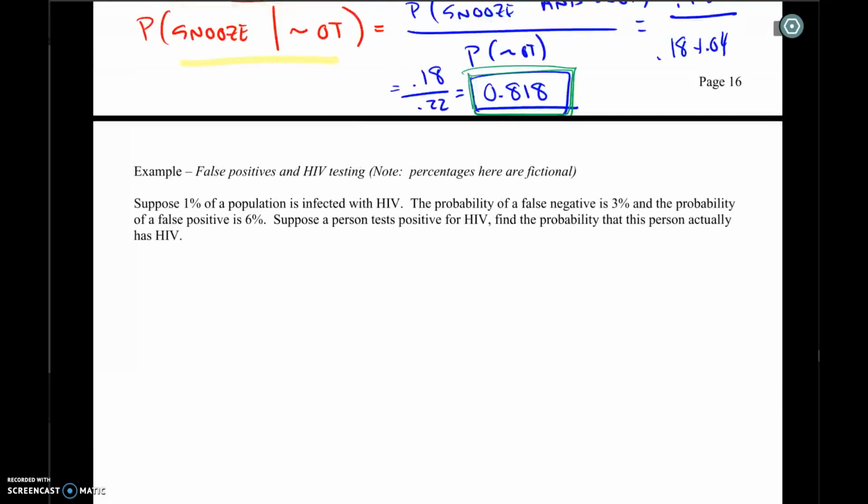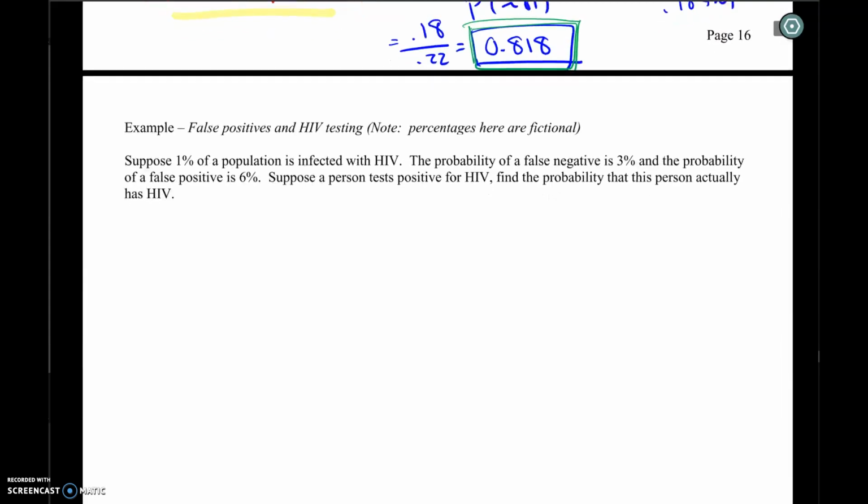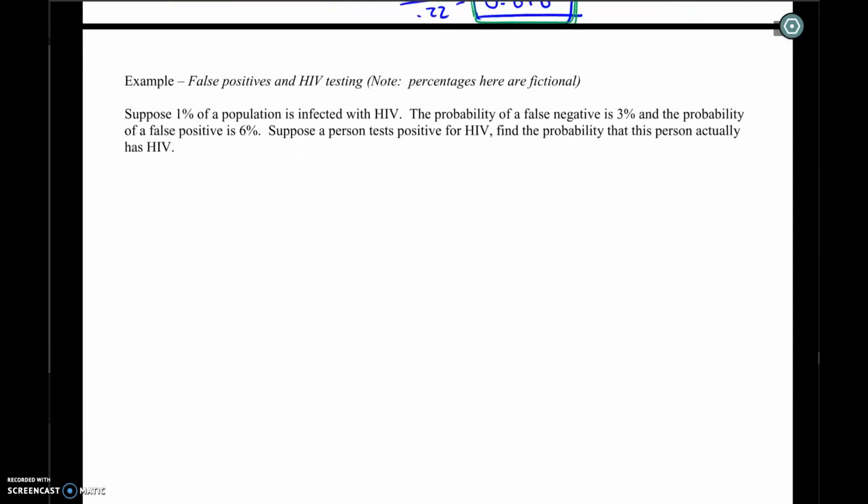All right, so another example from 5.3, conditional probabilities, tree diagrams, stuff like that, multiplication rule. Example, false positives and HIV testing. Percentages are fictional. Yeah, I kind of just made them up, but I guess they could be perhaps close to actual values.